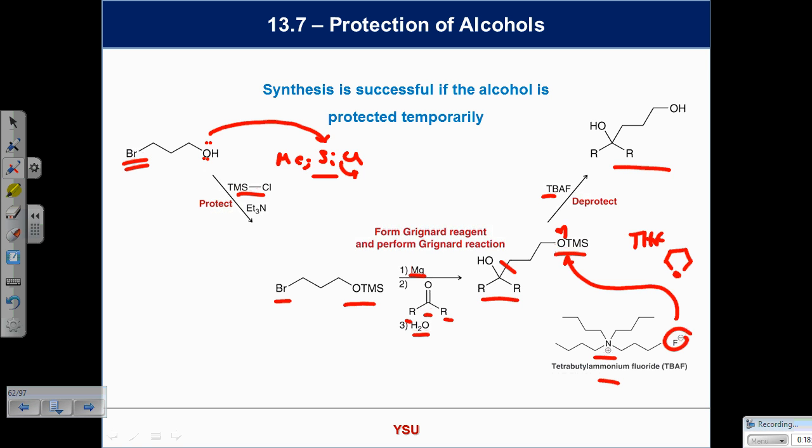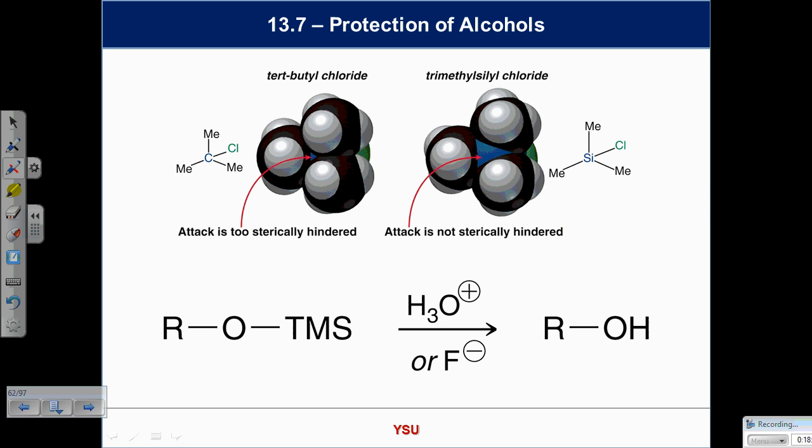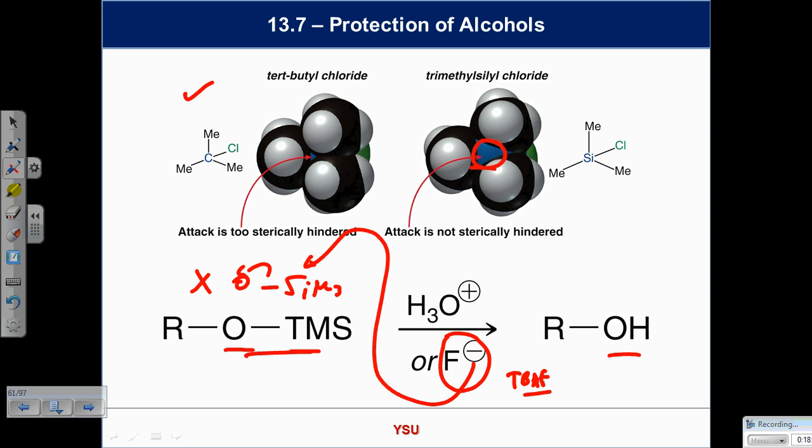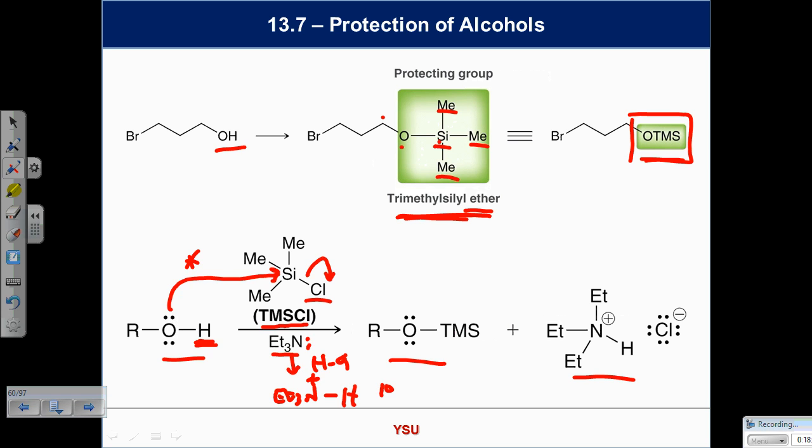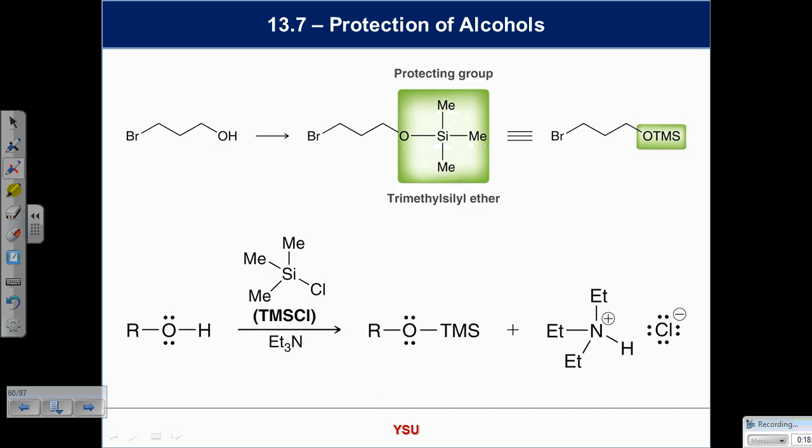Dominic. Okay, so there's the TMS ether. The H has gone with the base. This base here is picking up that H. That's what the triethylamine is all about, is to pick up the HCl.